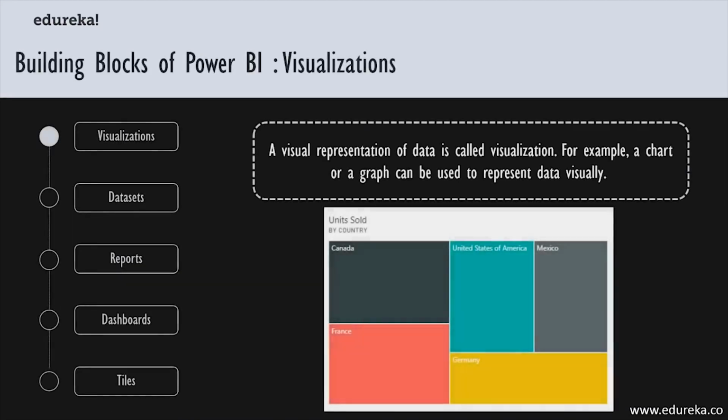First up, you have a visualization. A visual representation of data in the form of graphs and charts and maps is called visualization. For example, a chart or a graph can be used to represent data visually. Power BI gives you different visualization types which keep getting updated with time.